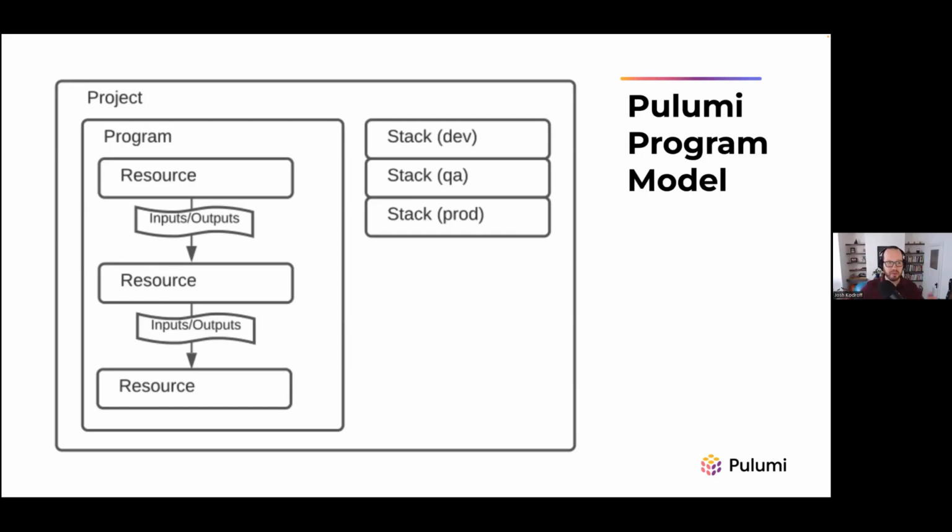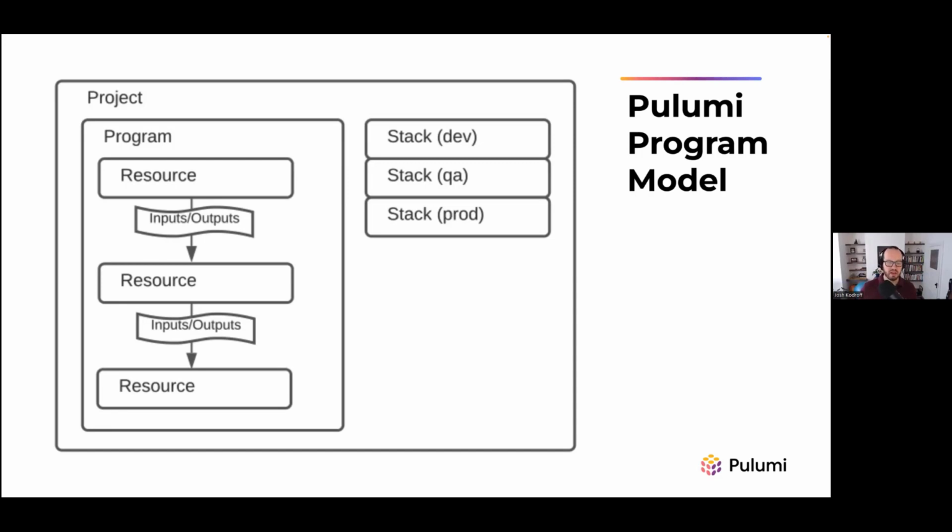Within your Pulumi program, you are going to define resources. An example of a resource, say in Azure, would be like a resource group. That's oftentimes the first thing that you're defining in a Pulumi program that deals with Azure. Resources have inputs and outputs. An example of a resource group input might be its name. And then an example of the output is usually going to be things like ID.